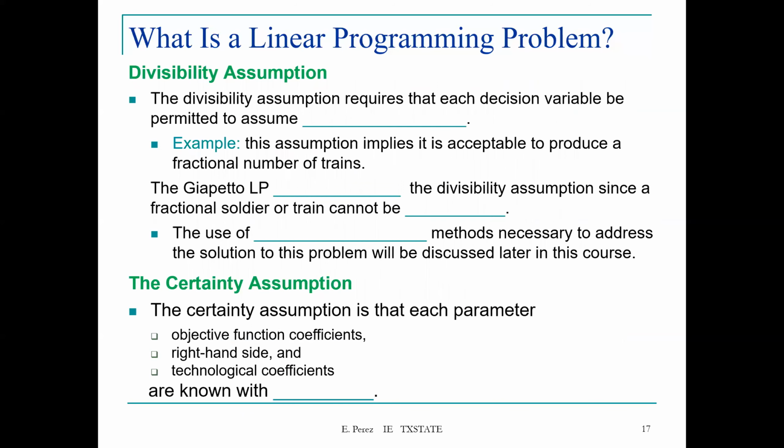The divisibility assumption. The divisibility assumption requires that each decision variable be permitted to assume fractional values. For example, this assumption implies it is acceptable to produce a fractional number of trains. The Gepetto LP does not satisfy the divisibility assumption since a fractional soldier or train cannot be produced. The integer programming methods necessary to address this problem will be discussed later in this course. The certainty assumption. The certainty assumption is that each parameter, the objective function coefficient, the right-hand side, and the technological coefficients, are known with certainty.